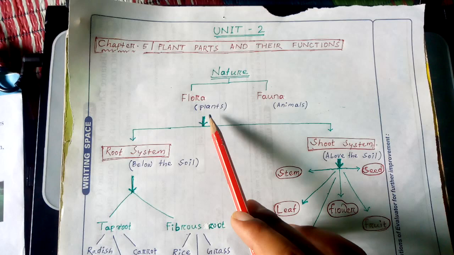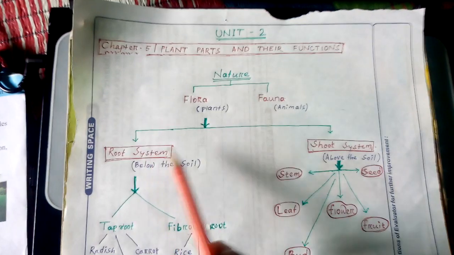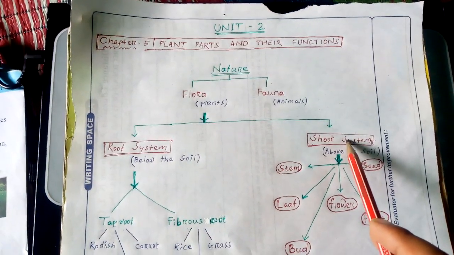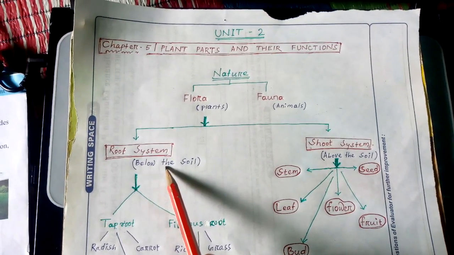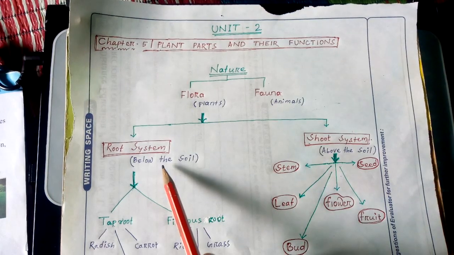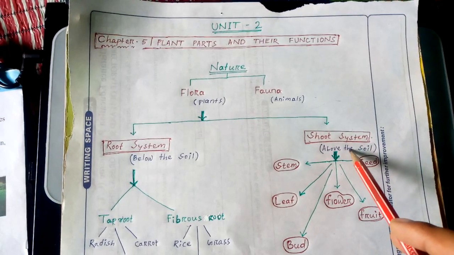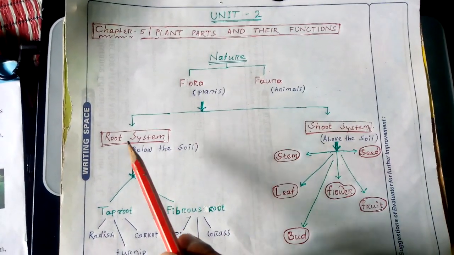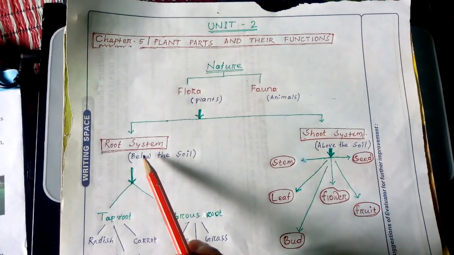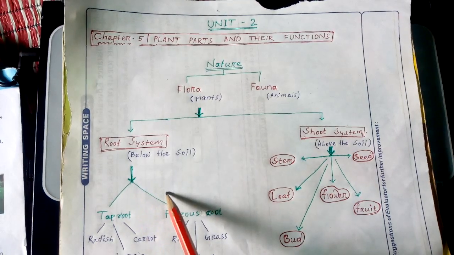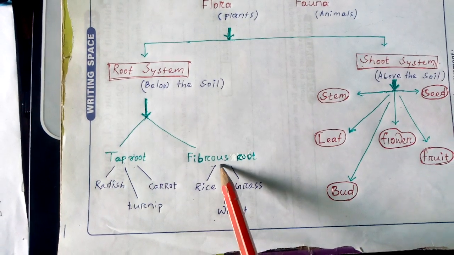Plants are generally divided into two categories: the root system and the shoot system. The root system is below the soil, that means under the soil. The shoot system is above the soil. Next, in the root system, generally two types of roots are there: taproot and fibrous roots.